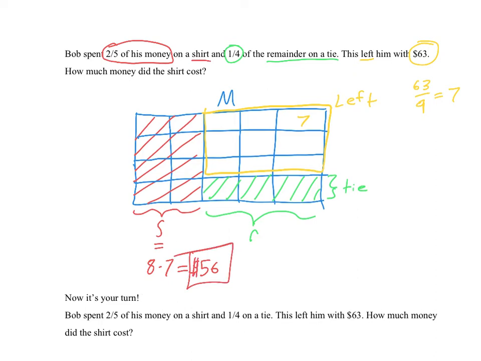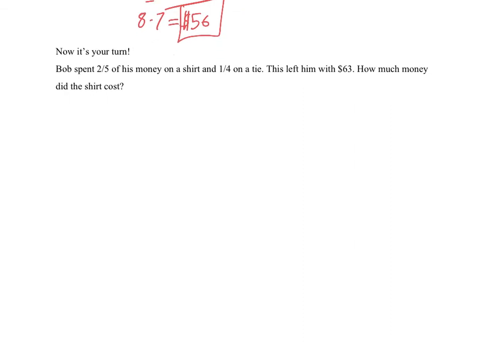Okay, so your turn. Okay, so a very similar problem. Again, Bob spent 2/5 of his money on a shirt, but this time it says and 1/4 on a tie. So the previous problem said 1/4 of the remainder on a tie. Now it just says 2/5 of the whole and 1/4 of the whole. So again, $63 were left over. How much money did the shirt cost? So see if you can figure out this problem with a little tweak that we threw in there.